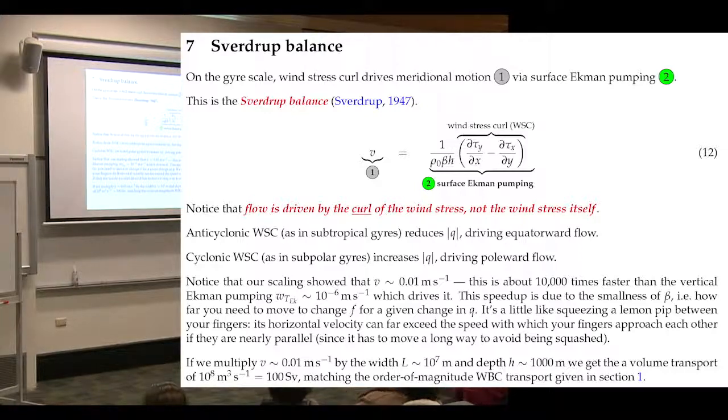Another thing to notice here, in the scaling analysis, is that we ended up with a north-south velocity of something like 1 cm/s. This is driven by a vertical Ekman pumping of about 1 µm/s. So we've got something like a 10,000 times speed up. The Sverdrup horizontal flow is about 10,000 times faster than the vertical Ekman pumping which is actually causing it to happen. One way to think about that speed up is that it's related to how small beta is. Beta is something like 2 × 10⁻¹¹ per second per meter. And because beta is small, the fluid columns have to move a long way, have to change their latitude by a large amount, to find a latitude that suits their new potential vorticity.